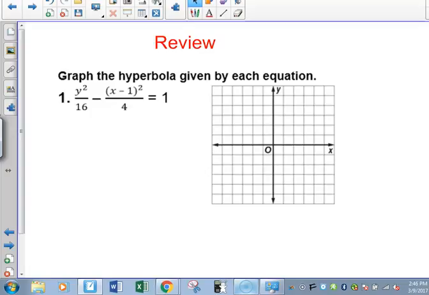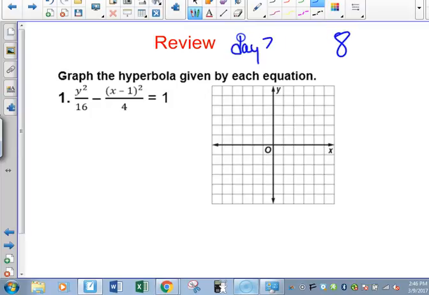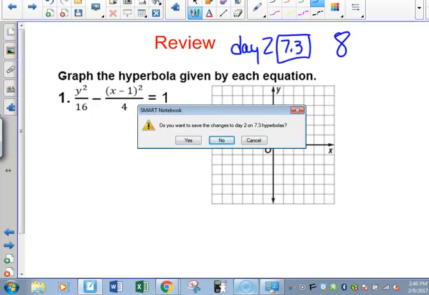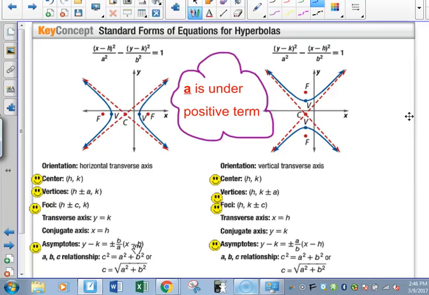All right, guys, this is worksheet 8, day 2 on 7.3. Is that right? Yeah. Day 2 on hyperbolas. This is the pink sheet, yes?